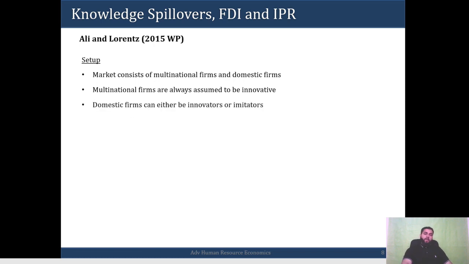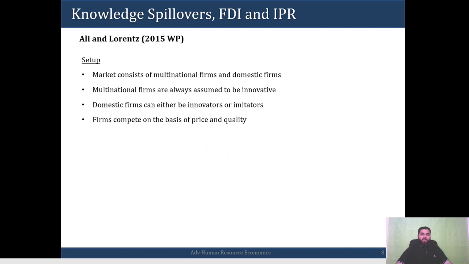Okay. And domestic firms can either be innovators or imitators. We have not limited to that. Some of them are imitators, some of them are innovators. So it's not just one. They can be innovators as well or imitators as well. And the basis of competition is based on price and quality. So competition is gauged by market share. So the higher the market share, the more power the firm has in the market.